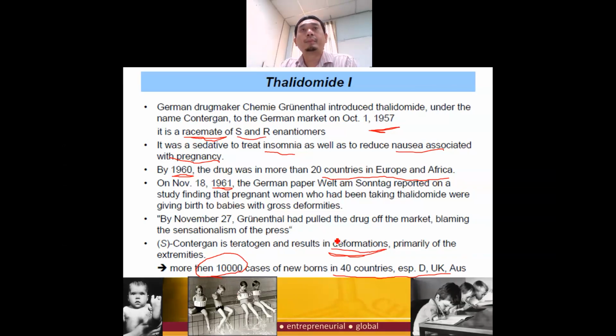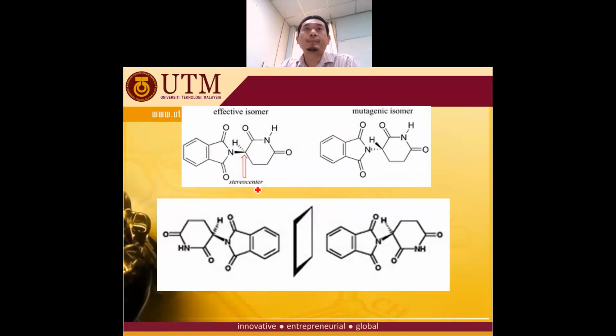So in terms of chemistry, when we studied the problem, we found that there are different sites. One is for the effective isomer, and the other one is for the mutagenic isomer. That's why it's important to make sure which one is the correct isomer before getting to the market.